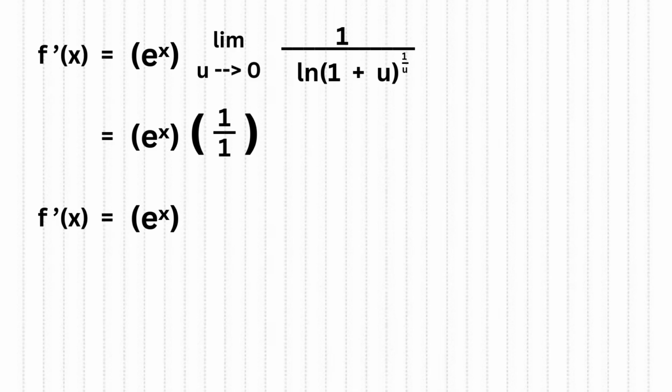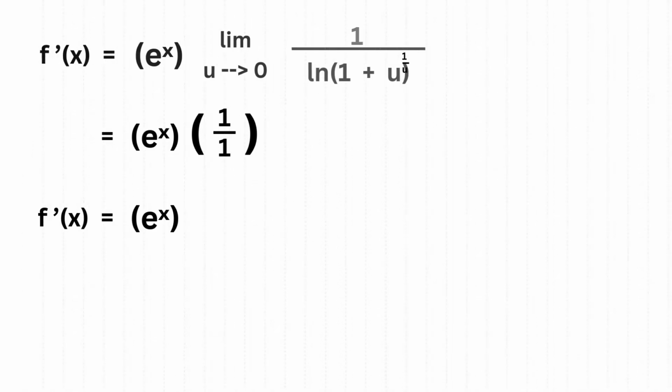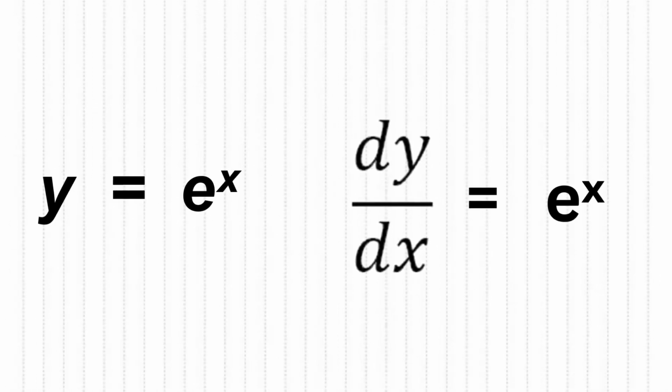Going back to our equation, we can evaluate that the limit is equal to 1 over the natural log of e, or 1. Therefore, f prime of x is equal to e to the x multiplied by 1 over 1, leaving us with f prime of x is equal to e to the x. So that's how we prove that the derivative of e to the x is in fact itself.